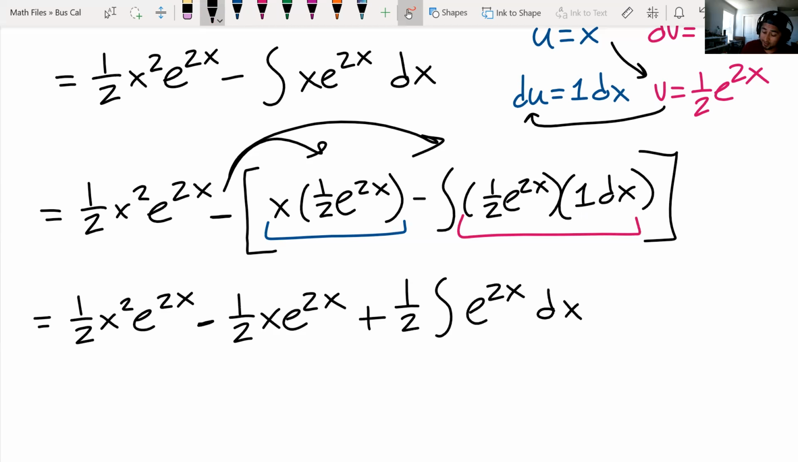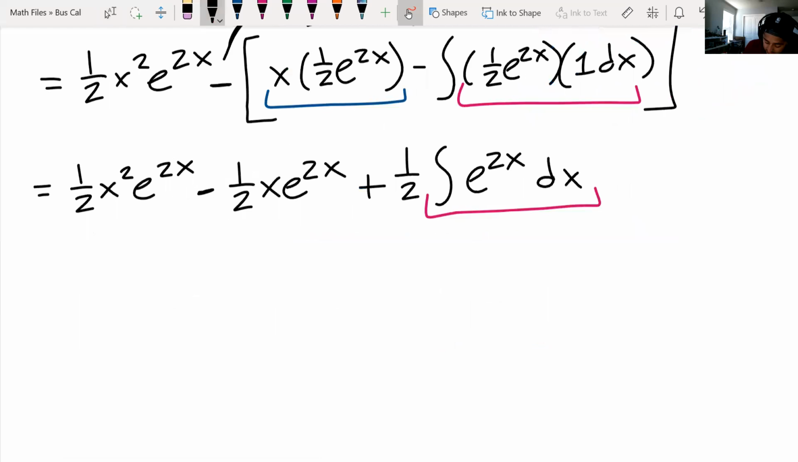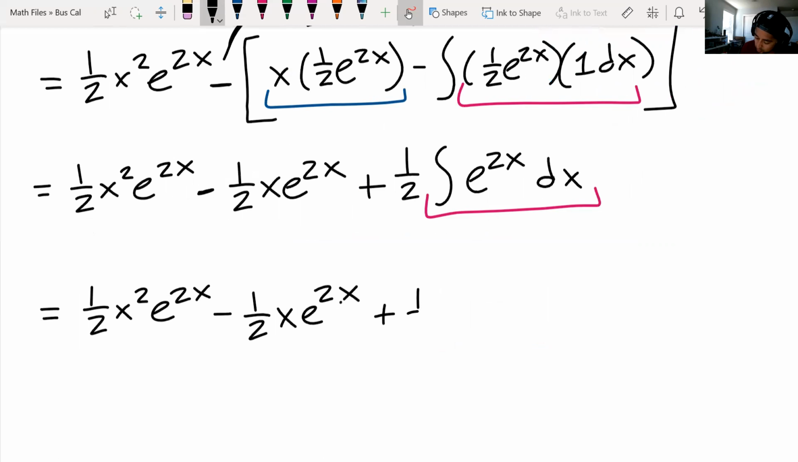All right, we're almost there because now we have ended up with an easy integral at the very end, and we're going to find the antiderivative of e to the 2x one more time. We've done it twice already. So everything here stays the same. 1/2 x squared e to the 2x minus 1/2 x e to the 2x plus 1/2 times the antiderivative of e to the 2x, which is again 1/2 e to the 2x plus c.